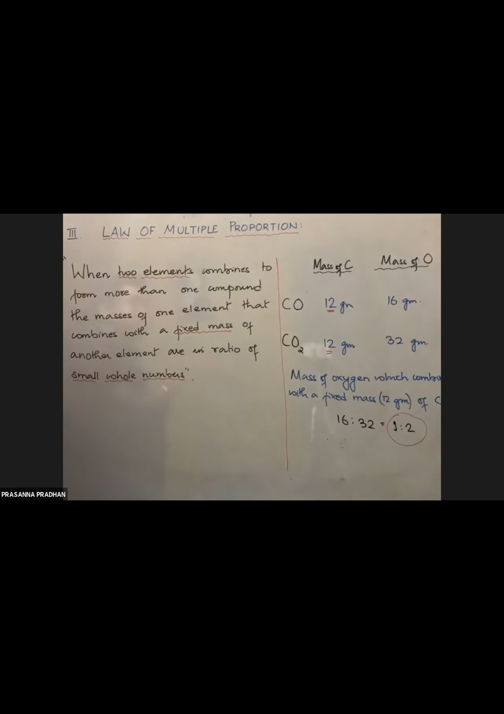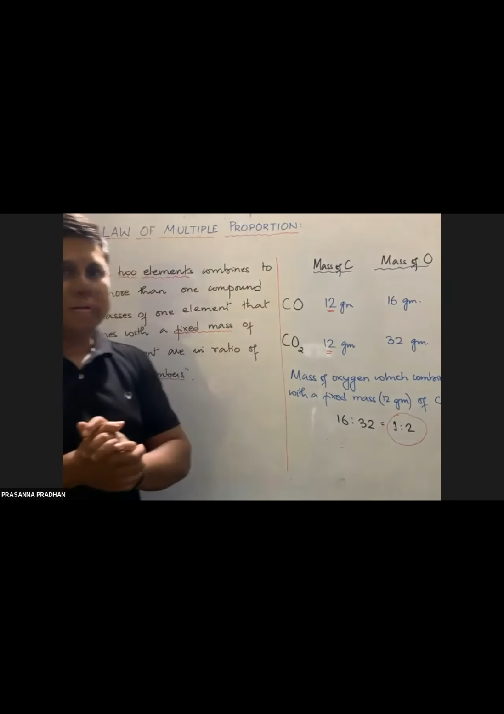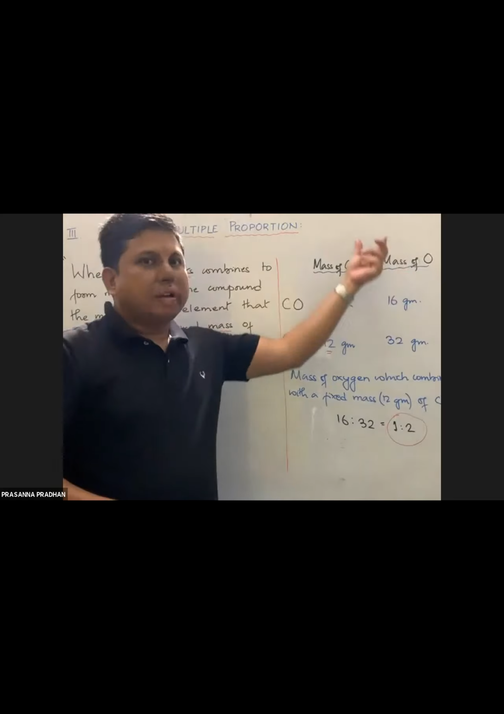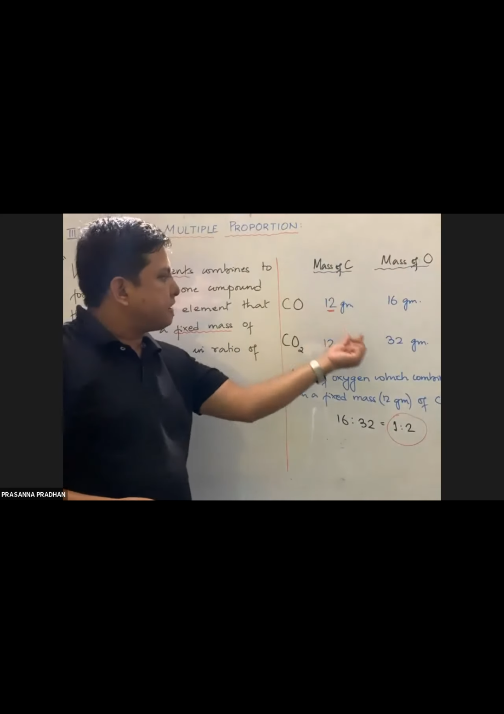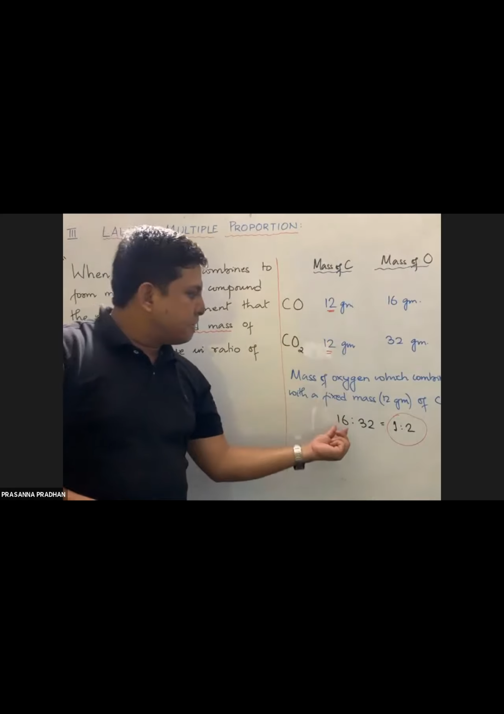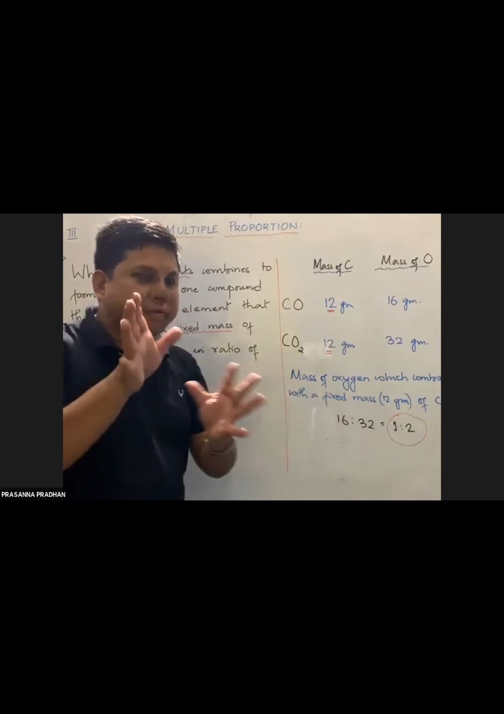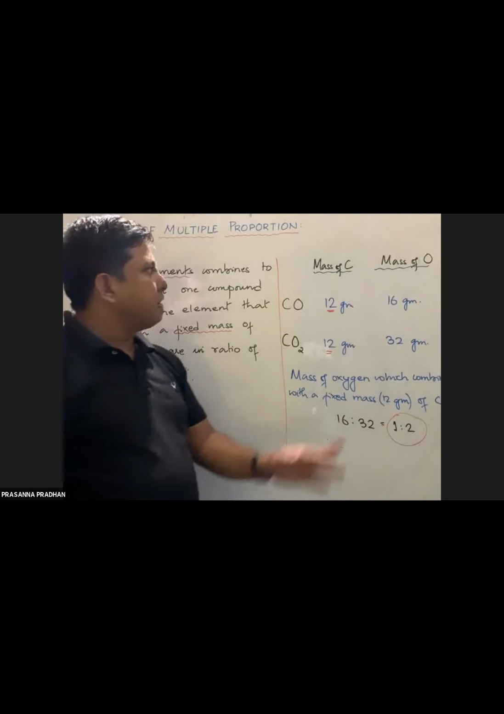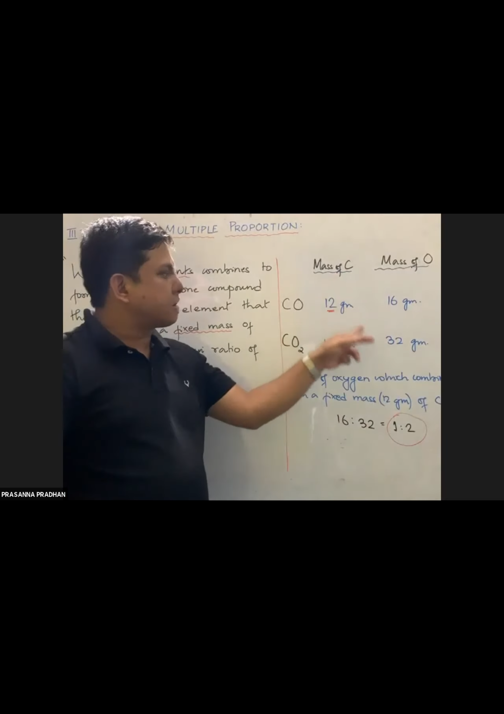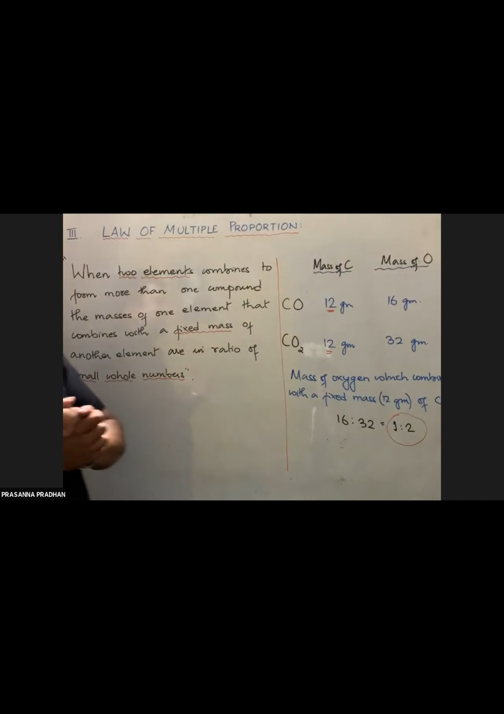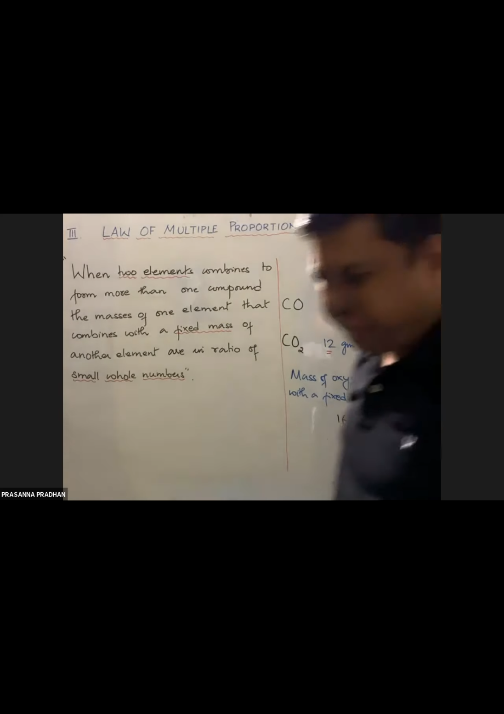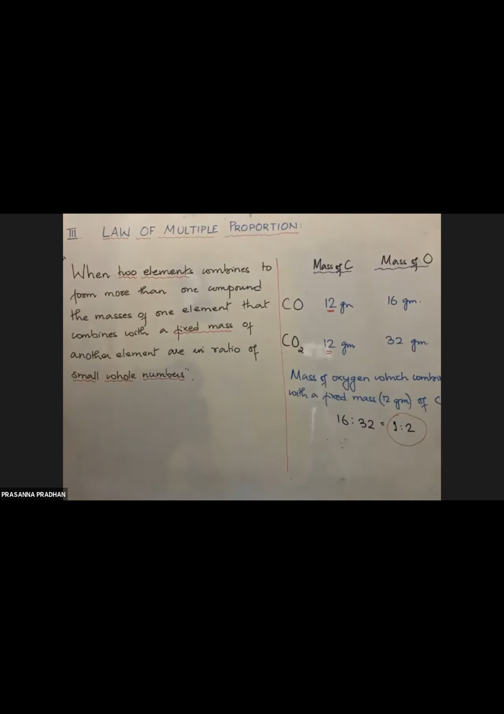So it states that whenever two elements combine to give you more than one compound, the mass of any one element which combines with the fixed mass of another element should be in a simple whole number ratio. By default, again I'm saying, the mass of carbon was already fixed here, right? So the mass of oxygen which combines with the fixed mass of carbon is equal to 12. Okay, so is it clear now? Is it okay?